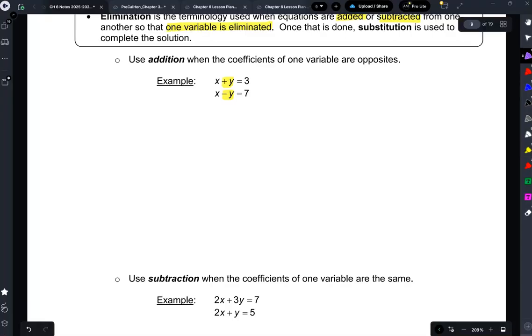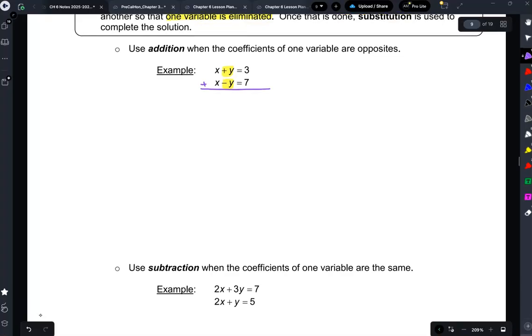So what we're going to do now is we're going to add these two. And I add vertically this way, okay? So this is 1x plus 1x is what? 2x. Plus y minus y goes away, equals 3 plus 7, 10. So do you see what happened? The y went away. Now I have an equation. I can solve it. I divide by 2. I divide by 2. X is equal to 5.